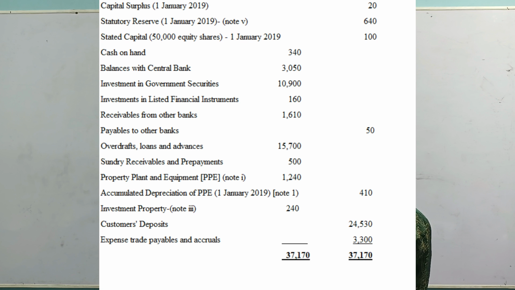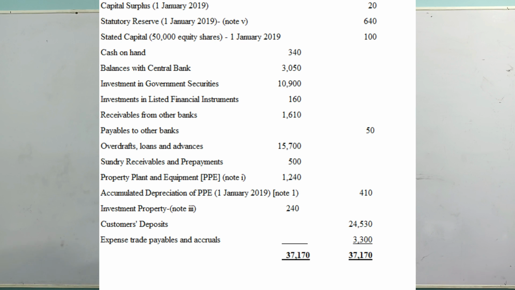Then we have sundry receivables and prepayments. So other receivables, that will also come as an asset. And then there is property, plant, and equipment. PPE note 1. So it means that there is a note on PPE that we are going to read and resolve. But the value of PPE here is 1,240. And then accumulated depreciation on PPE as at the beginning of the year is 410. So meaning that the 1,240 represents the cost of PPE, and 410 represents accumulated depreciation. We are going to look at that. And then there is investment property, 240, but there is a note on that, note 3. So we'll read that as well.